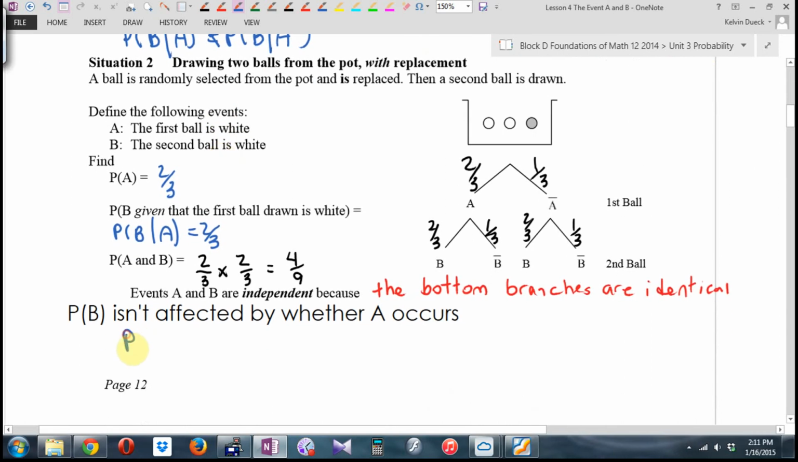Here, probability of B given that A has occurred is the same as the probability of B given that A has not occurred. Doesn't matter.